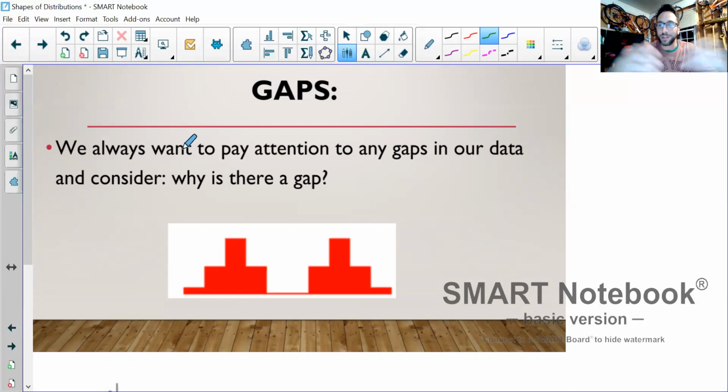So when you're describing that, you might just say there's a gap from, whatever, 40 to 60. And it's important to note that there's a gap because oftentimes that's some of the most important information we have about a context. So if I keep going with the test scores example, let's say the gap is from 60 to 80. So I note there's a gap from 60 to 80.